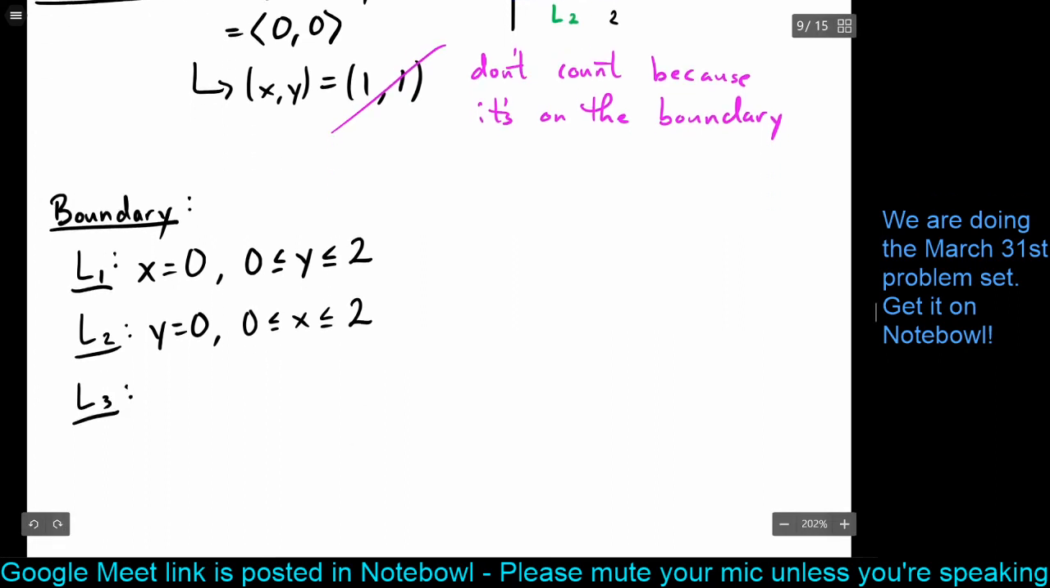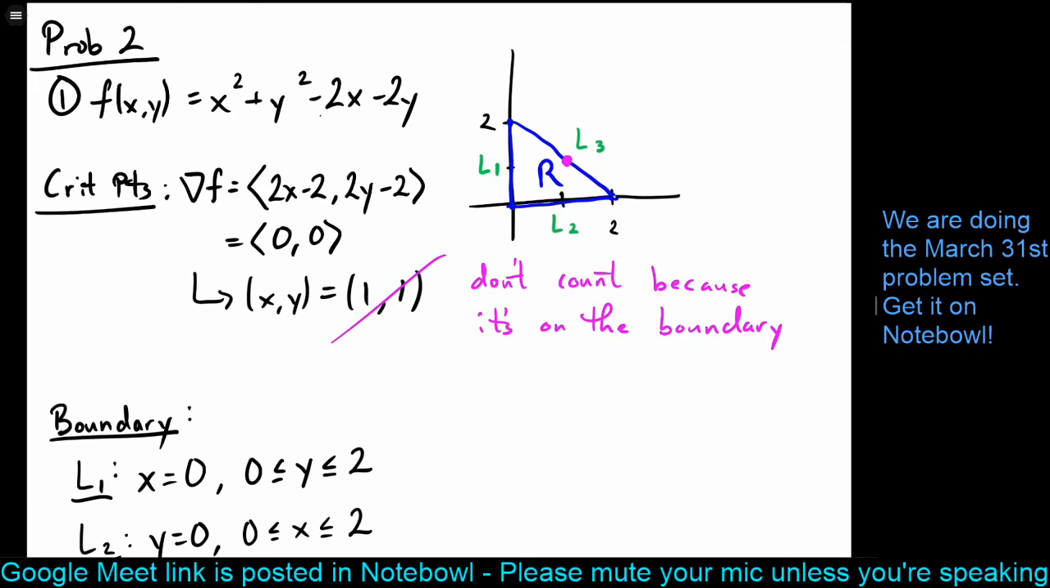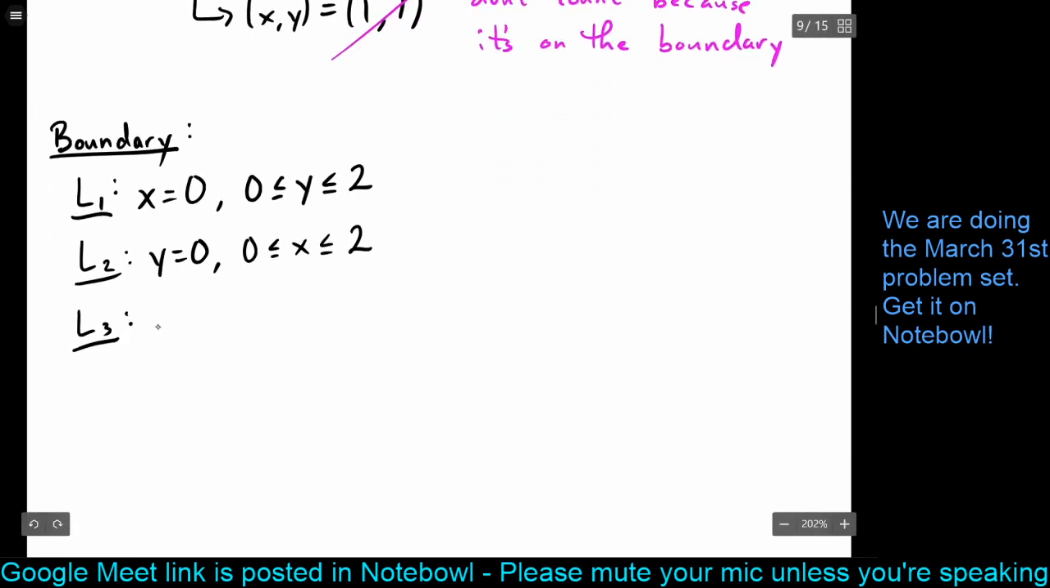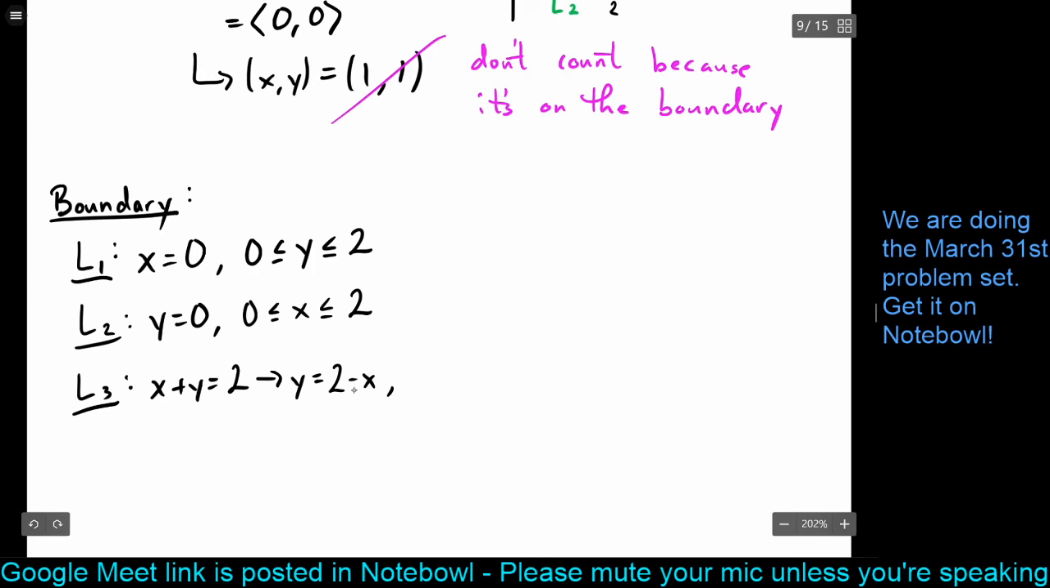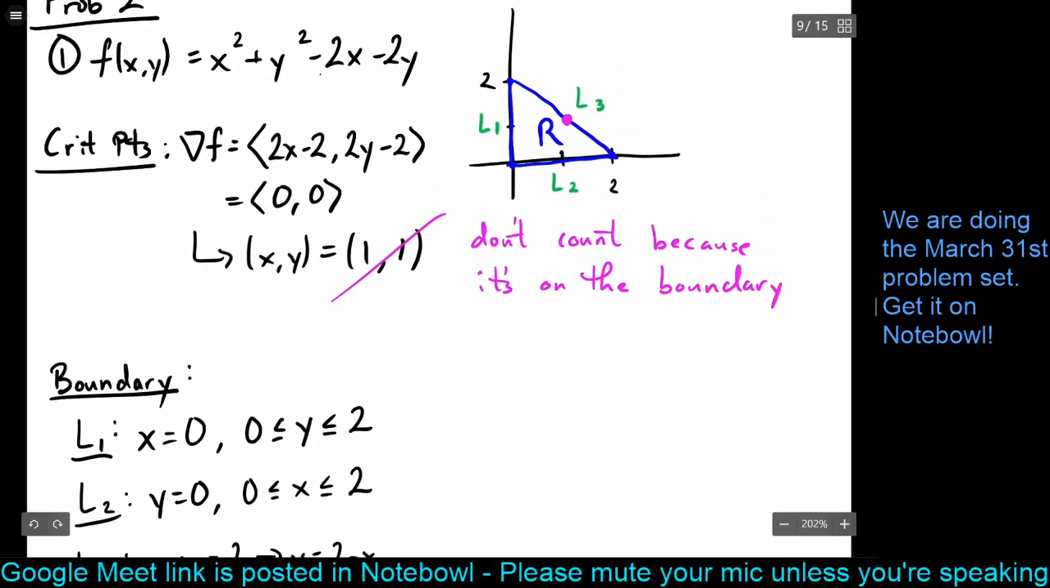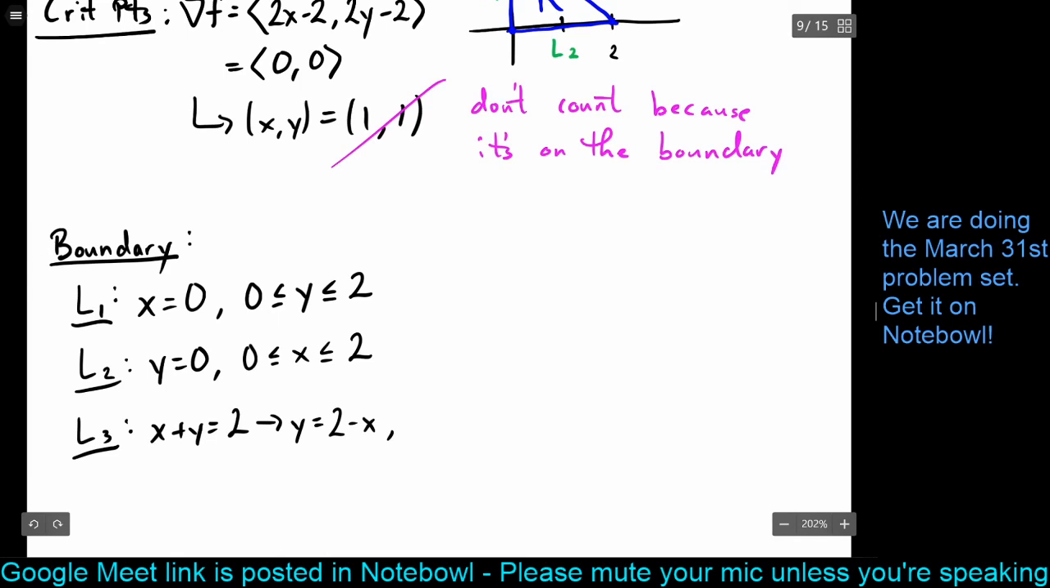L3, we need an equation for this line here. That happens to be x plus y equals 2. We have to choose to solve for either x or y. At the end of the day, it doesn't matter which, but let me solve for y here. This will be 2 minus x. And since I solved for y, I need a range of numbers for x. So here, this line starts at x equals 0 and goes all the way to x equals 2.